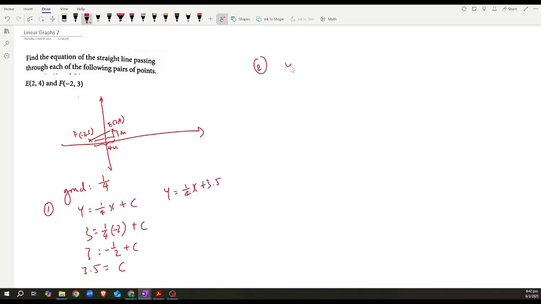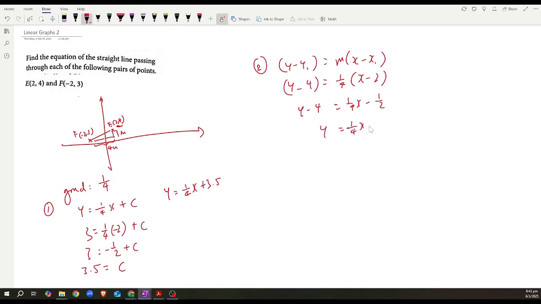Method 2: y minus y1 equals m times (x minus x1). Just sub in any point. Let's use (2, 4). y minus 4 equals the gradient, which we found is 1 quarter, times (x minus 2). Then we just expand. y minus 4 equals 1 quarter x minus half. y equals 1 quarter x minus half plus 4, which is 1 quarter x plus 3.5. Better to leave both in fractions, so y equals 1 quarter x plus 7 over 2. You see, you arrive at the same answer using both methods. Just pick one method and stick to it, be familiar with it.